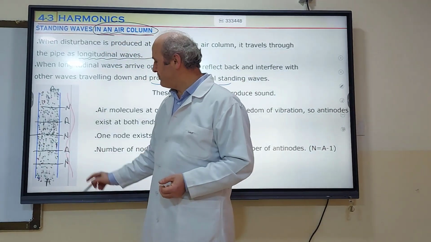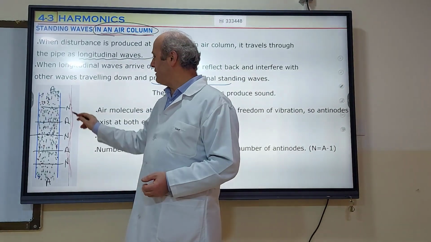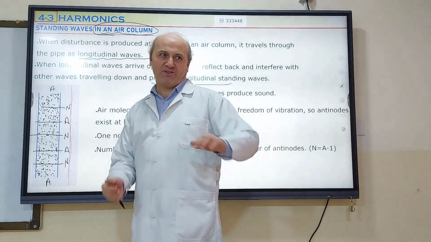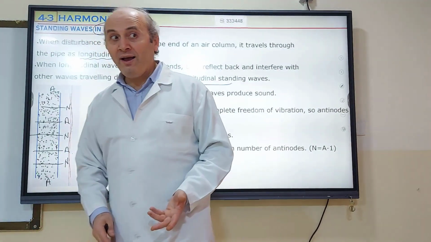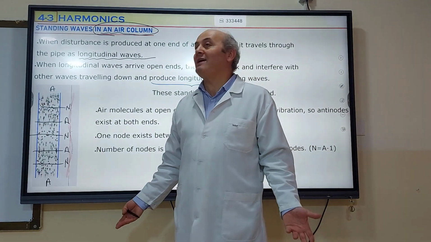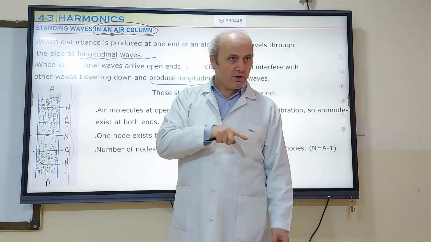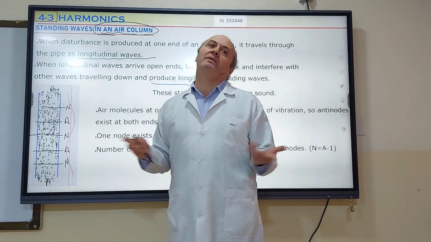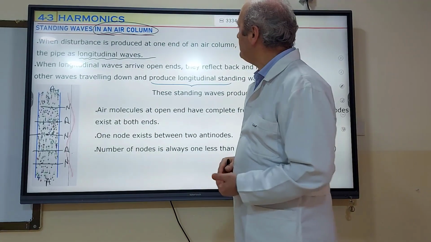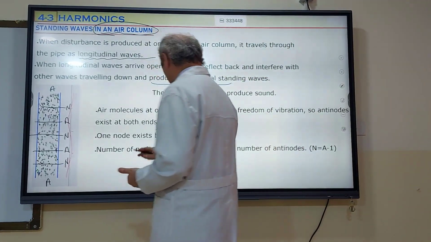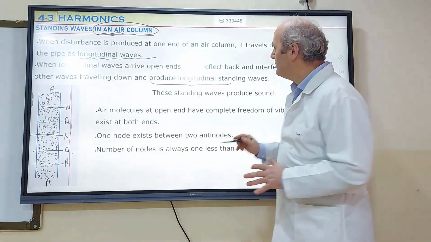So now count them. 4 antinodes, 3 nodes. This time it changed. Now antinodes are greater than nodes. Why? Because ends are open, ends are antinodes. But in a string instrument, it was opposite. Ends were nodes, that's why nodes were one greater, but now ends are antinodes. That's why antinodes are one greater than nodes. Okay, I think we explained everything about it. Now we are going to talk about the patterns.